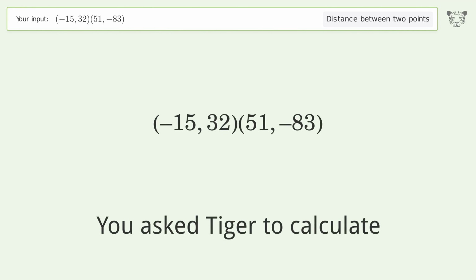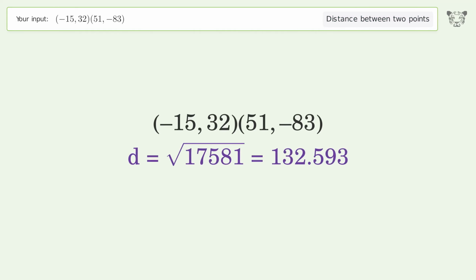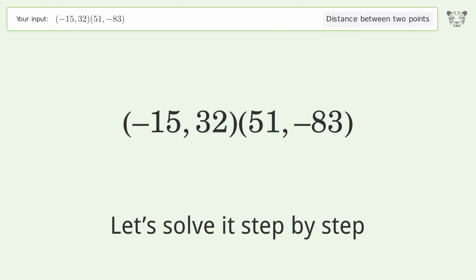You ask Tiger to calculate. This deals with the distance between 2 points. The distance between the 2 points is the square root of 17,581, or 132.593. Let's solve it step by step.